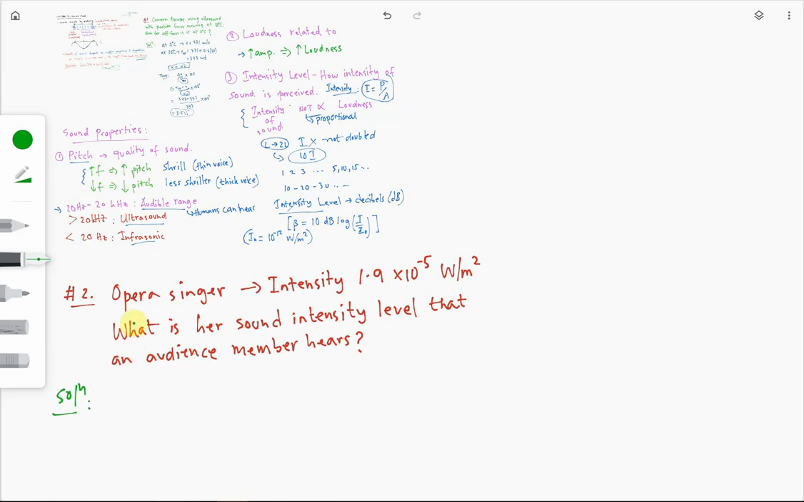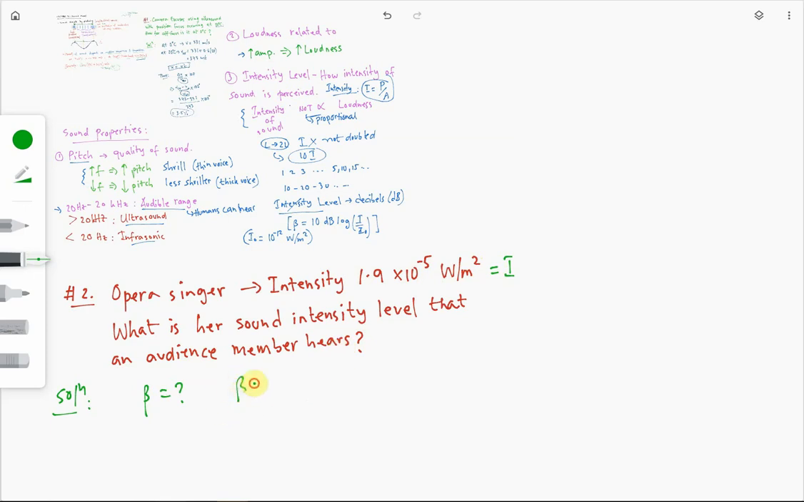Here we have an opera singer, for whom it is given that she sings with a sound intensity of 1.9 times 10 to the minus 5 watt per meter squared. Just by looking at the units, you can tell that this is the intensity of the wave. This is the intensity of the sound waves that her voice is producing. What is her sound intensity level that an audience member hears? It's pretty straightforward. We're looking for what beta is, given that we have I as 1.9 times 10 to the minus 5 watt per meter squared.